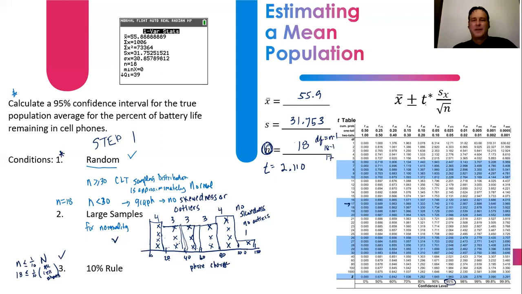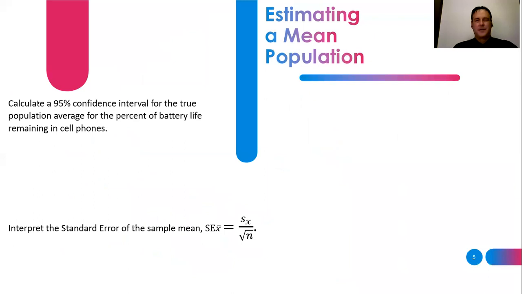Okay. All right, now for the sake of room, let me move to the next slide and see if I can get this all in. All right, and let me get the formula. And so let me write it to the left here so you can see it. It is, once again, 55.9, okay, plus or minus my t. Now my t we said was 2.110. 2.110 plus or minus the S of x, which is 31.753 divided by the square root of 18.